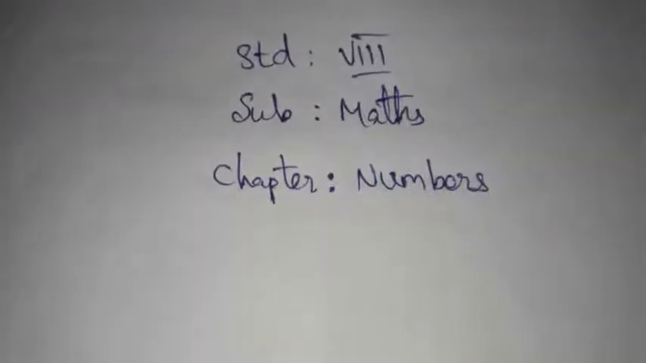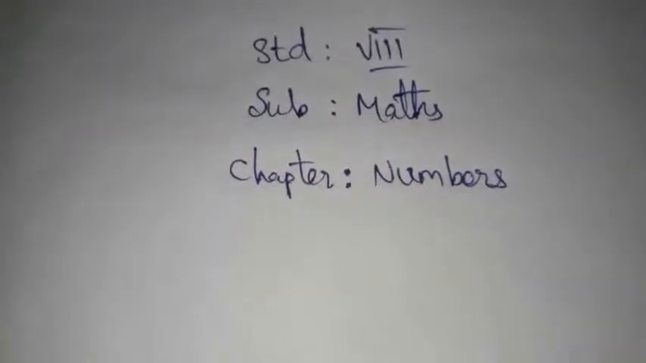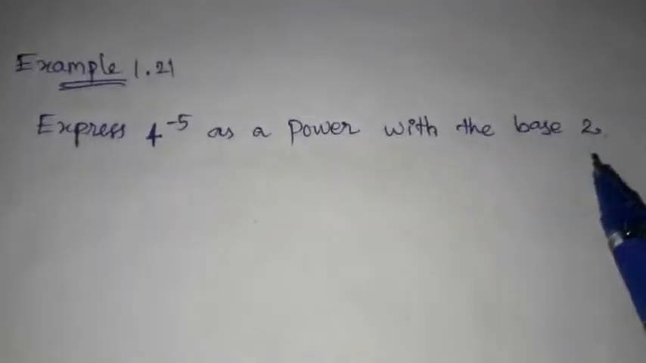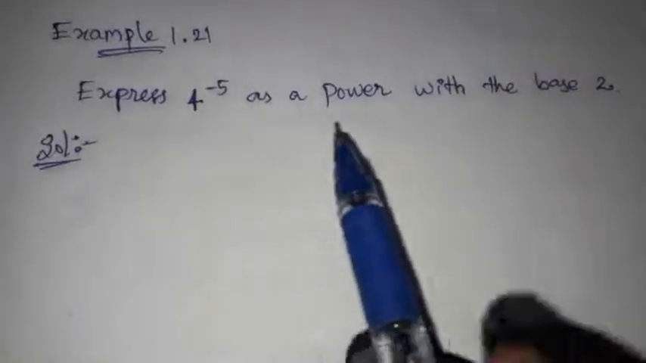Hello students, today we are going to see the remaining problems in the chapter numbers. Let us see the book example. Example 1.21. Express 4 power minus 5 as a power with the base 2. Let us see the solution for this question.